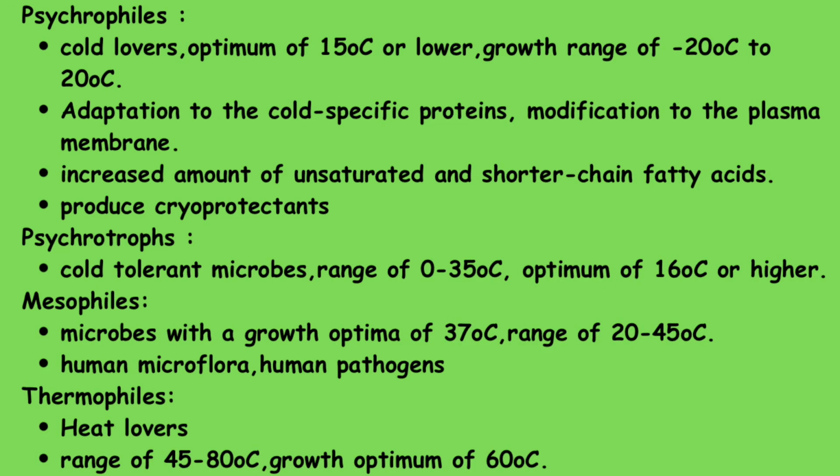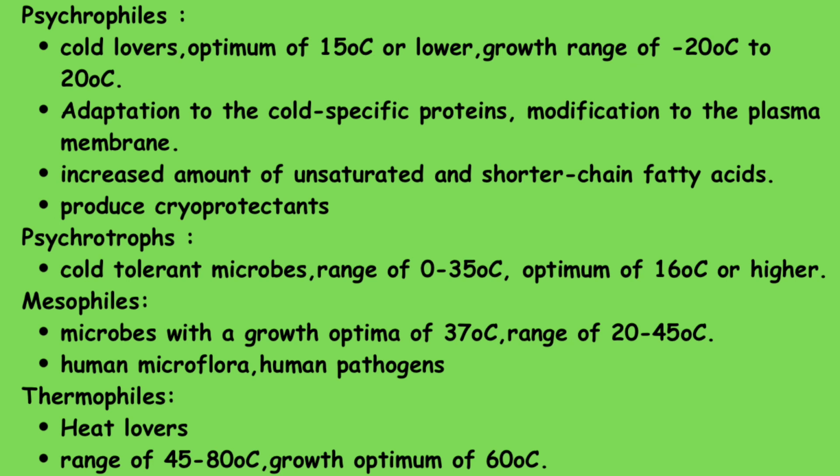Based on temperature, the microorganisms can be grouped as psychrophiles, psychrotrophs, mesophiles, thermophiles and hyperthermophiles. Okay. So these psychrophiles are cold lovers. Their optimum temperature is 15 degrees Celsius or lower, and their growth range is minus 20 degrees Celsius to 20 degrees Celsius. These microorganisms are mostly found in the oceans, because there the temperature is colder, right?